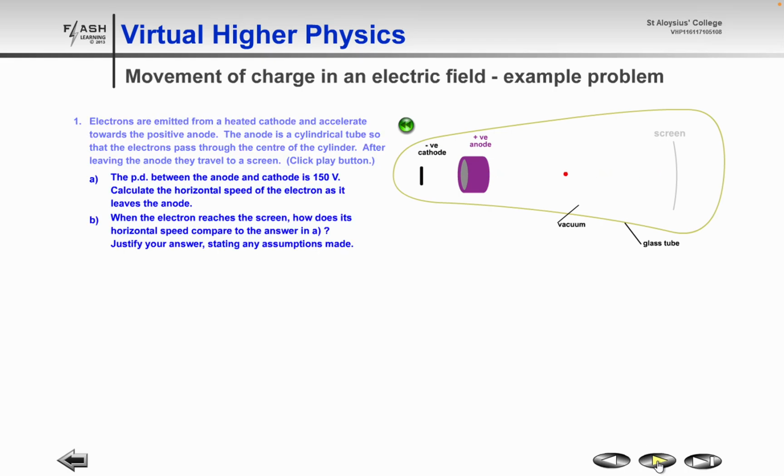So what sort of questions might you be asked? So if you're told the potential difference between the anode and the cathode, then we can work out the horizontal speed of the electron. And then we'll discuss how that changes.